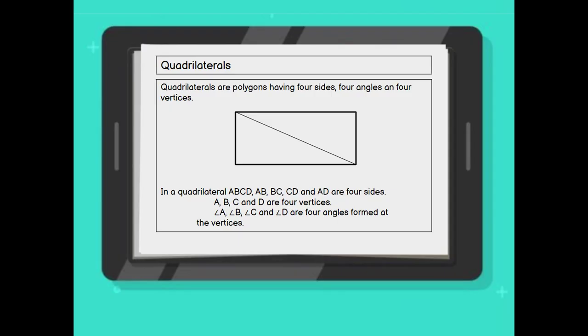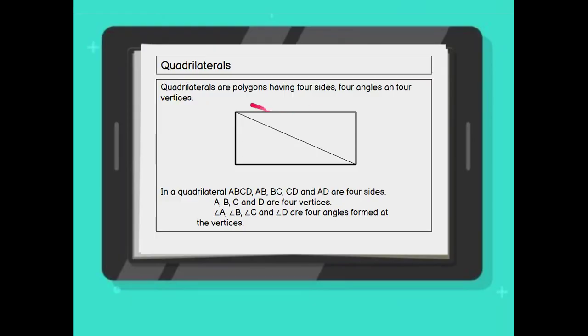Coming to quadrilaterals. What are quadrilaterals? Quadrilaterals are polygons having 4 sides. We can see here these 4 sides, 4 angles, and 4 vertices. Vertices are the points where two arms meet to form an angle.